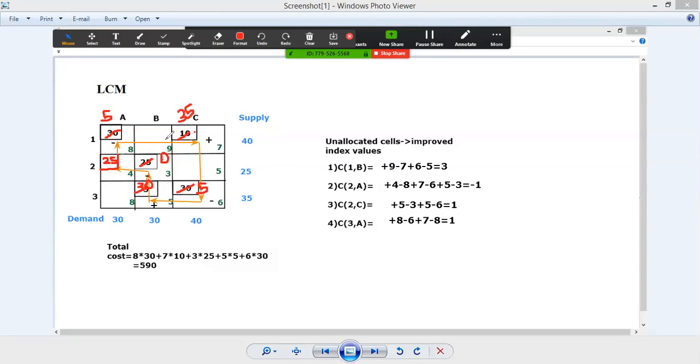Now again, if you look into this particular table, we have three empty cells. Yes, right, we have three empty cells. This is the first empty cell. Again, this is the next empty cell. Again, this is the next empty cell. Now again, for all these three values, we have to compute the improved index values. So now let us compute the improved index values.